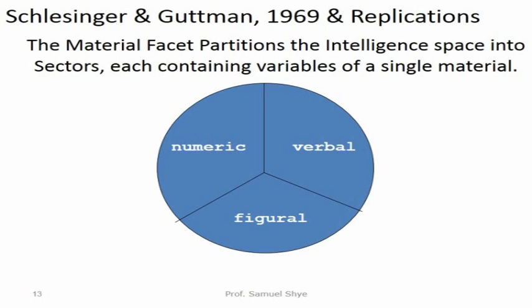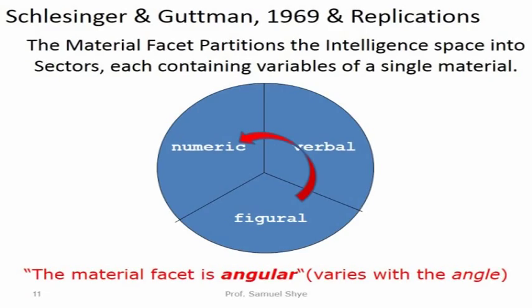Now we want to see how inferences can be made from the sample of observed variables to the entire content universe of the attribute. In the case of the multivariate attribute of intelligence, it was found that the intelligence space can be partitioned into sectors, each containing variables pertaining to a single kind of material. In such a case, we say that the material facet is angular. Why? Because it varies with the angle.